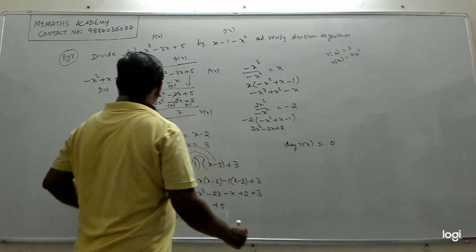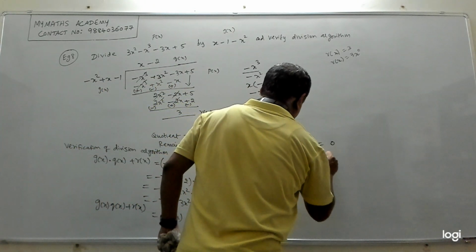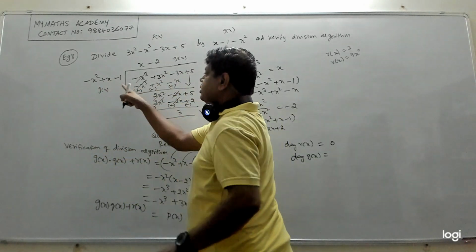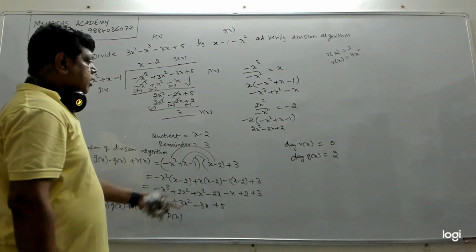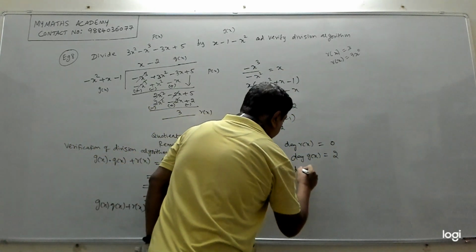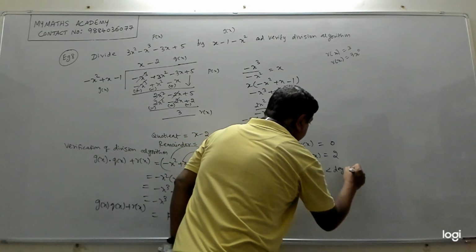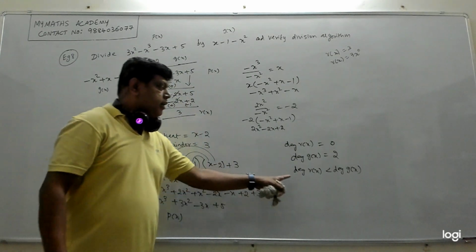Then what is degree of g of x? G of x is this polynomial. What is the degree? What is the highest power of the variable? 2. So degree is 2. So we have found degree of r of x is less than degree of g of x. So we have to check this condition and this condition.